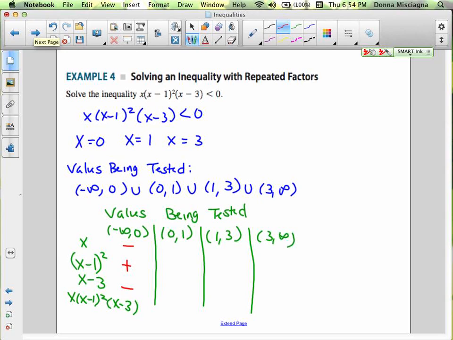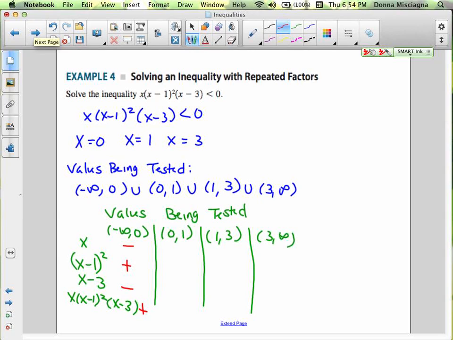So for instance, if I plug in negative 2, that's less than 0. Negative 2 minus 3 is negative 5. That's negative. So negative times a positive times a negative is going to be positive. So that's going to be a positive product. How about the next one?